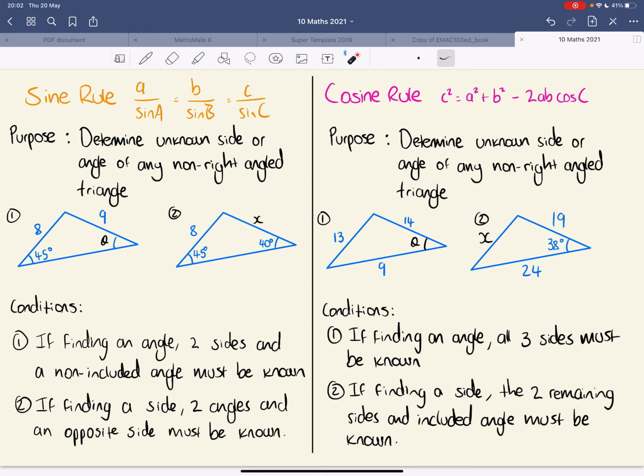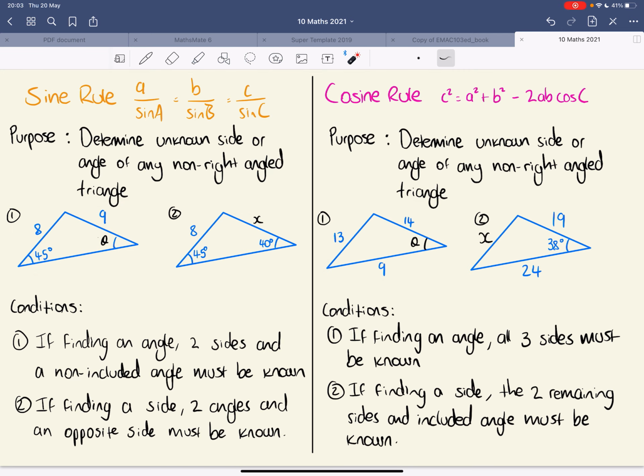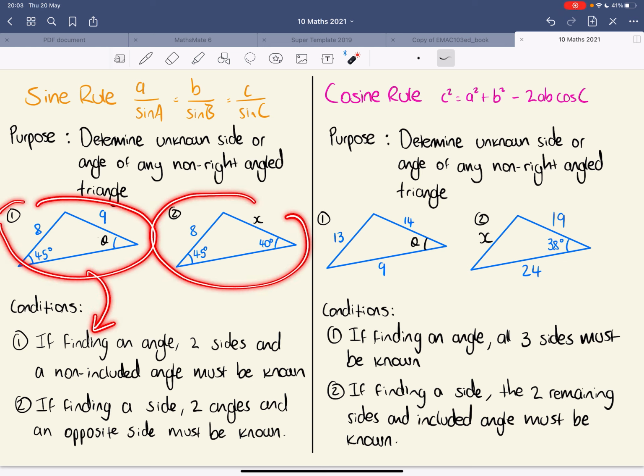It just so happens that they have different conditions under which you would use a sine or a cosine rule. And you need to know the difference, because then in an exam you know: these are the conditions under which I would apply the sine rule, and these are the conditions under which I would apply the cosine rule. Go ahead and read the conditions for each one. So this image relates to condition 1 and this image relates to condition 2.